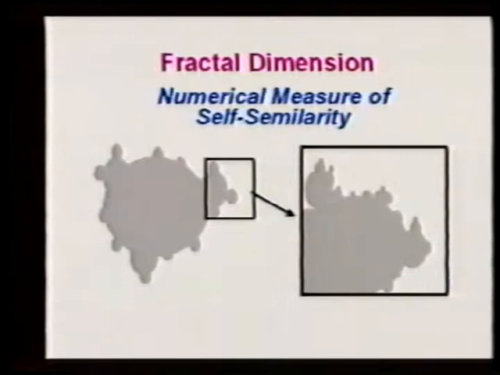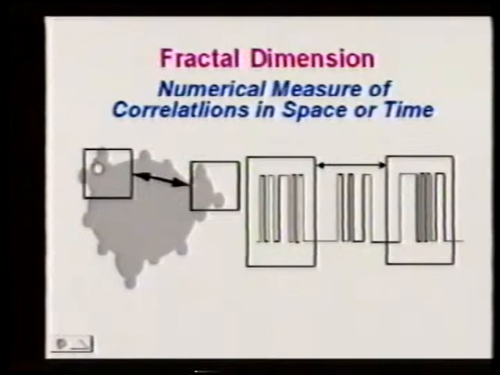So in summary, the fractal dimension provides us a way of giving a numerical description of self-similarity, of how a small piece is related to the whole large piece. Since the small pieces are related to the large piece, it means each small piece is related to the large piece, and so the small pieces are related to each other in space, or here in opening and closing an ion channel in time. So the fractal dimension tells us of the correlations between the small pieces and the large pieces, and therefore indirectly correlations between the small pieces and other small pieces.